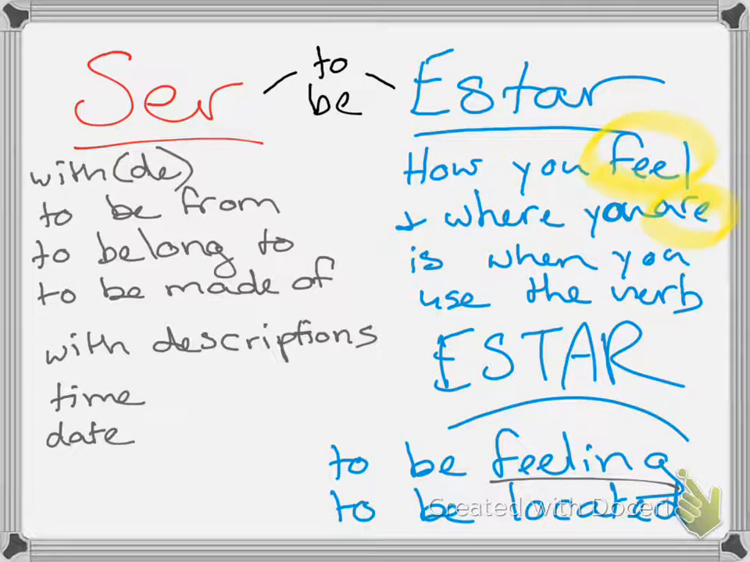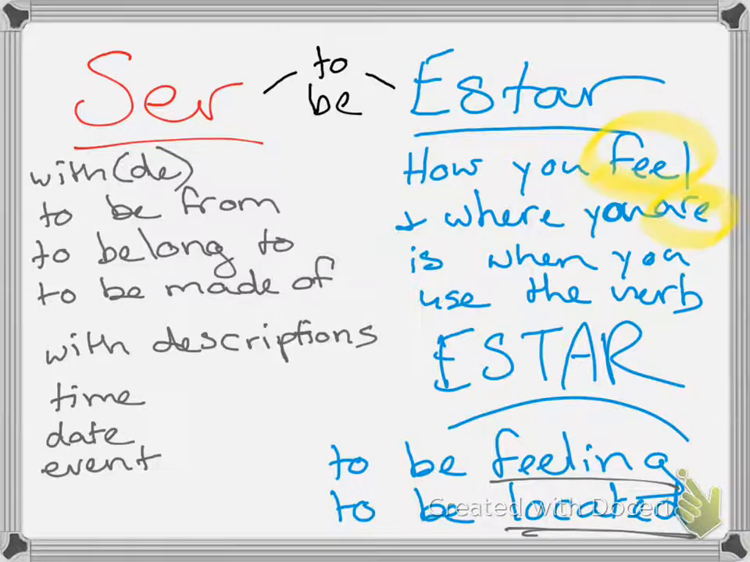I'm also going to use it, and this is a little bit of the nuance with location, if I'm talking about an event, okay? So, for example, I could say la clase es en la universidad, right? Because the class is at the university. Because I'm not necessarily talking about its location. I'm more so talking about the event, which I know can be confusing. If I said la clase está en la universidad, you'd be okay as well.